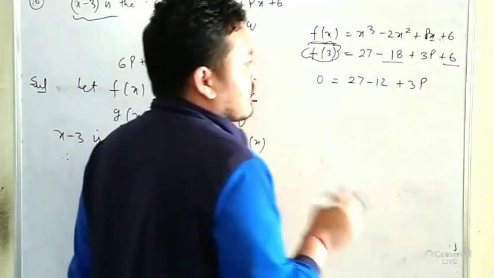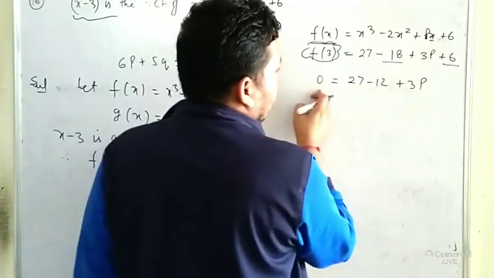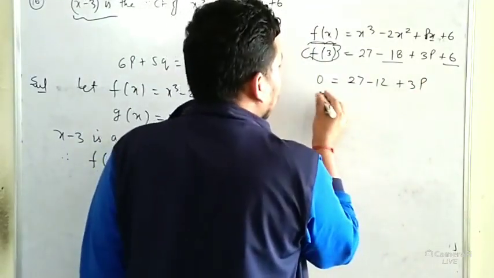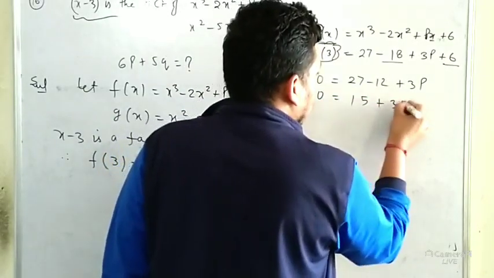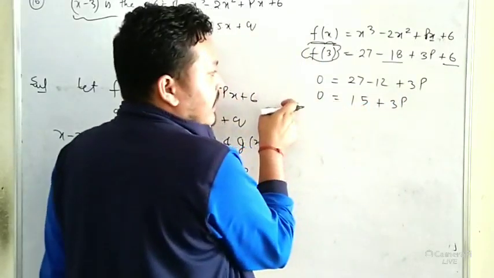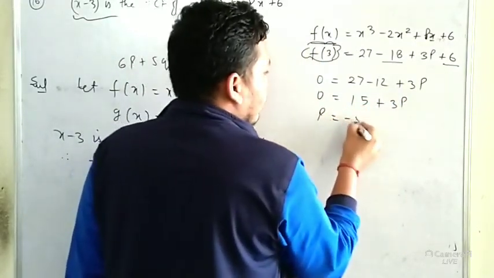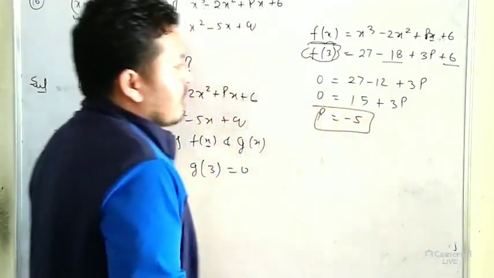So what is the value of 3p? Can we take 3p to the left hand side? For now, solve this and see how much it comes to. 0 is equal to 5 times 2 minus 1, that is 15, plus 3p. So 15 on the left hand side becomes negative 15. So p is equal to minus 5.